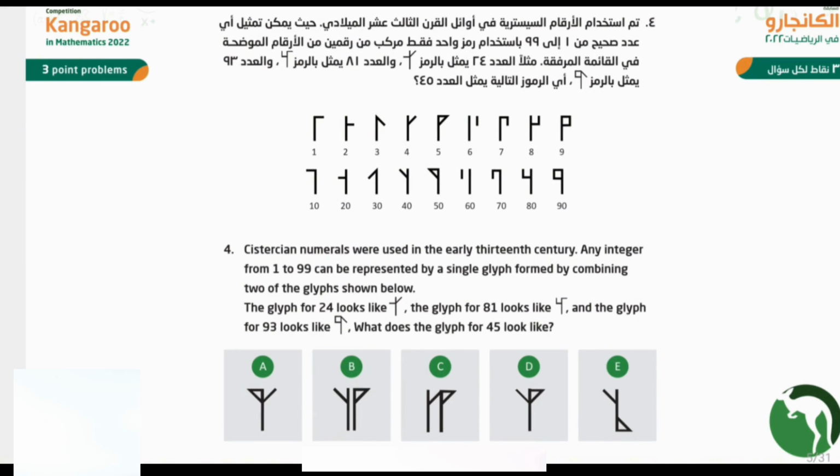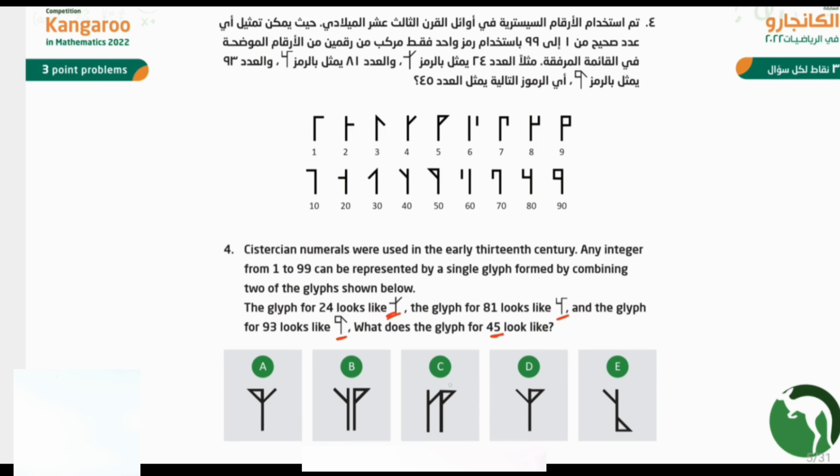Okay, now in question number 4, Cistercian numerals were used in the early 13th century, as an integer from 1 to 99 can be represented by a single glyph formed by combining two of the glyphs shown below. The glyph for 24 looks like this one here, the glyph for 81 looks like this one, and the glyph for 93 looks like this one. What does the glyph for 45 look like?